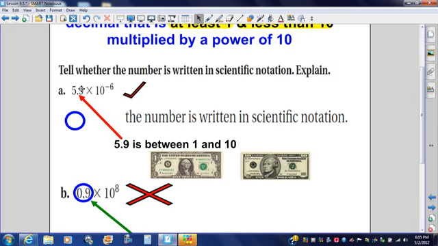First example is 5.9 times 10 to the negative 6 power. Ask yourself, if this was money, is $5.90 at least $1 but less than $10? Absolutely. $5.90 is between $1 and $10. So this is written in scientific notation.